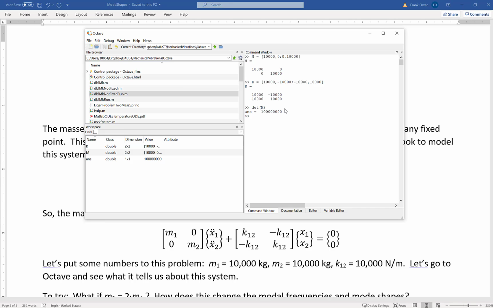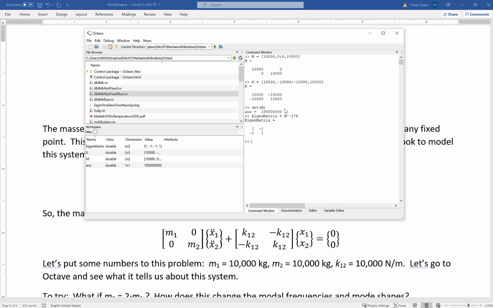And now I will form the Eigen Matrix. Probably a better name for it. And it's just going to be m raised to the minus 1 power times k. And yes. Interesting. So we have something that's all ones, and that's because of the values that I picked.